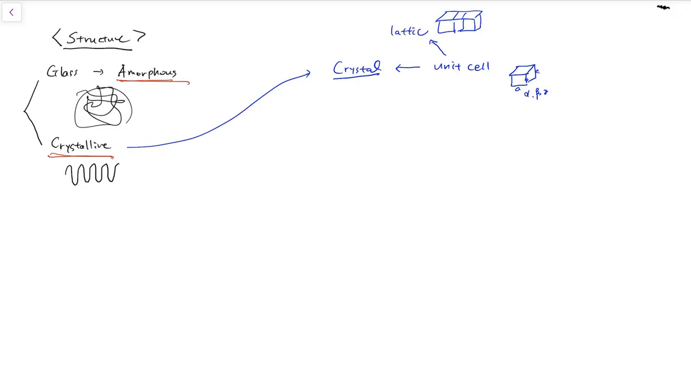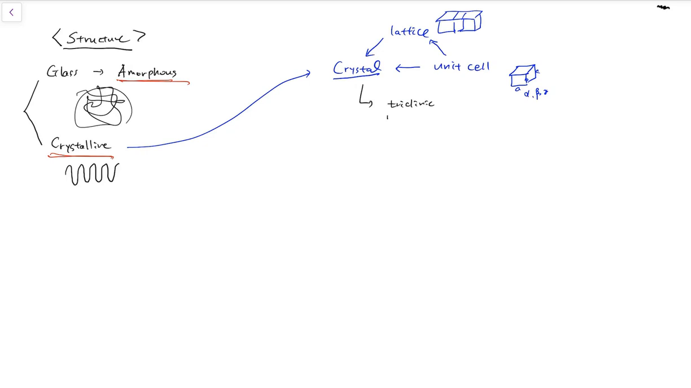Okay, which is called lattice. And if you form a larger lattice arrangement, that results in a crystal. And there are basically 7 different crystal systems, right? Remember?